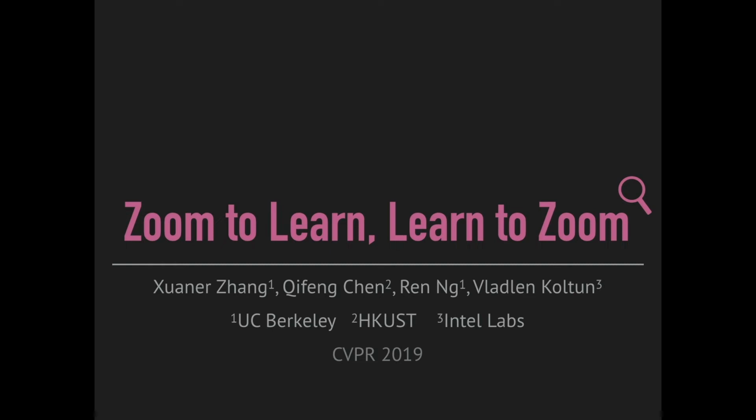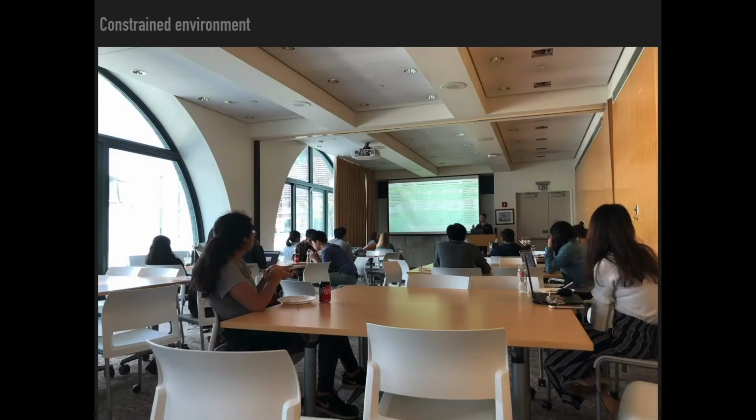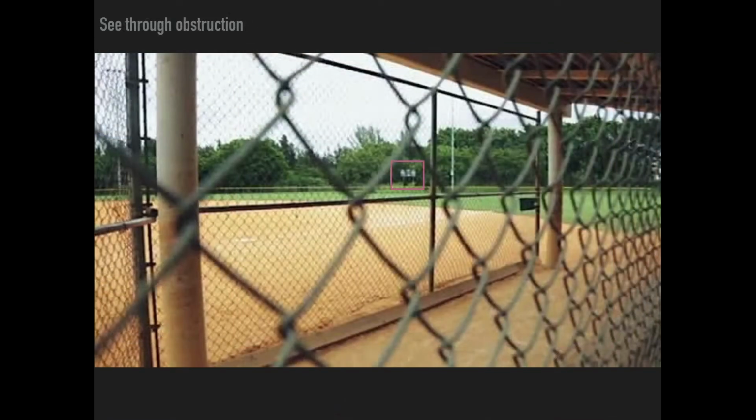We present Zoom to Learn, Learn to Zoom, where we show that when applying machine learning to digital zoom for photography, it's beneficial to use real, raw sensor data for training. Many times, we're constrained to be physically close to the subject we want to see, and need to zoom in on images to obtain legibility. For example, when we sit at the back of the classroom and want to read text on a distant projector. Or we want to see through obstructions.